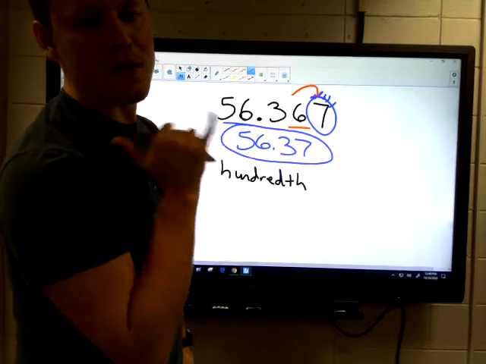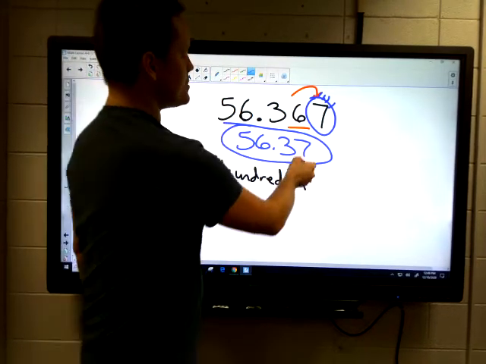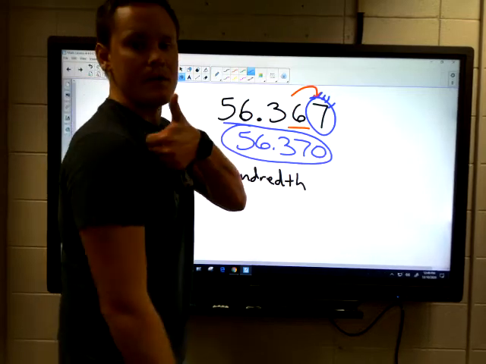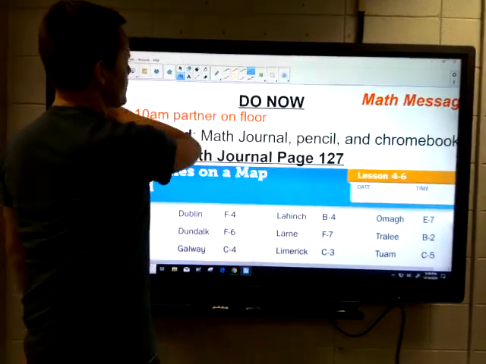Give me an I agree if you got it right. Yes? I did the 0 at the end. That's okay too. Remember, that's an equivalent decimal, so if you added on that 0, that's good too, all right? Good job. Let's move into our lesson now.